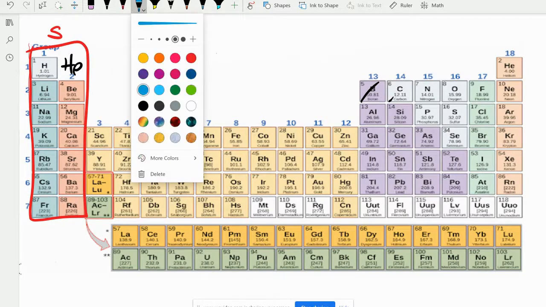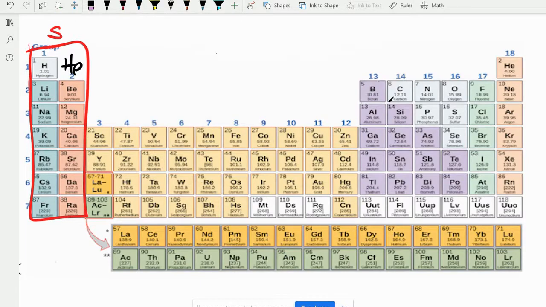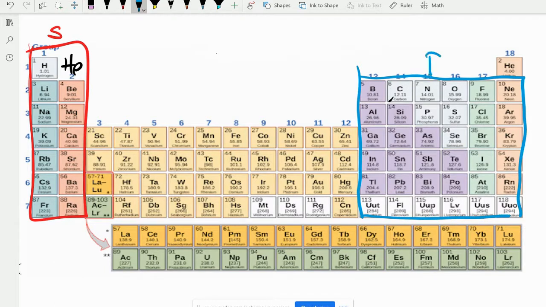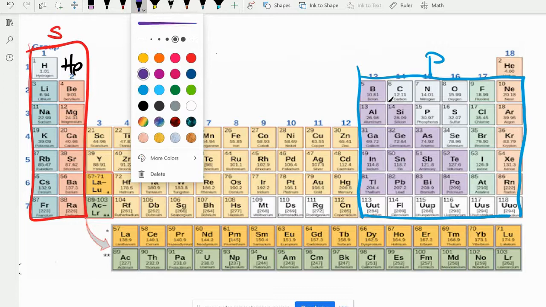Let's go ahead and jump across. You're going to take this whole area, boron, all the way over to neon, straight on down. Remember, we moved helium over, so helium doesn't count over here. This is called the P block, or the P region. And let's go pick another color. Let's do purple.